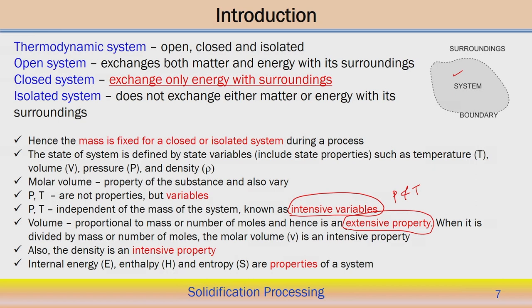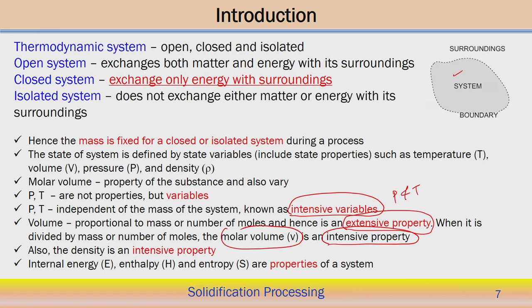But when this extensive property is divided by the mass, so that we represent it per unit mass, or per number of moles, then it becomes the molar volume. So this molar volume is actually an intensive property, not an extensive property. We mean to say that an extensive property, when represented per unit mass or per unit number of moles, becomes an intensive property. In that sense, density is considered an intensive property of a particular system.